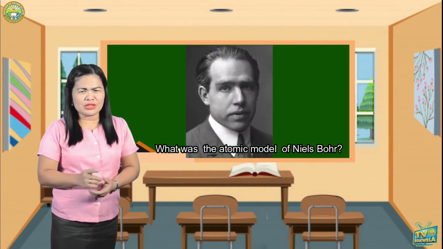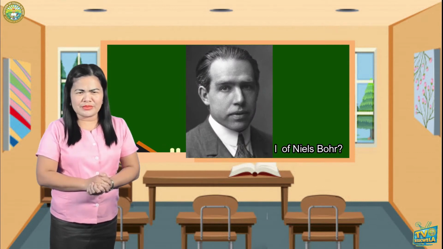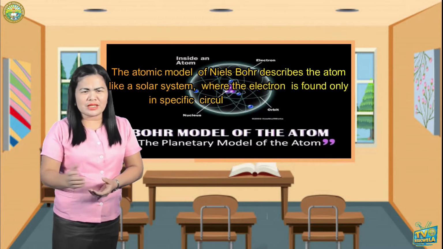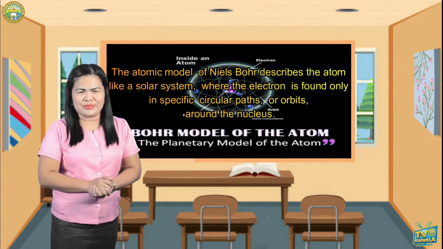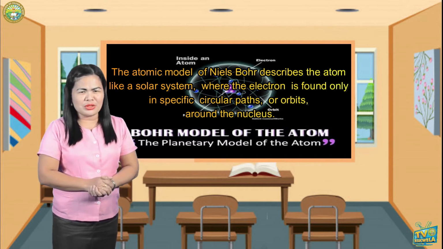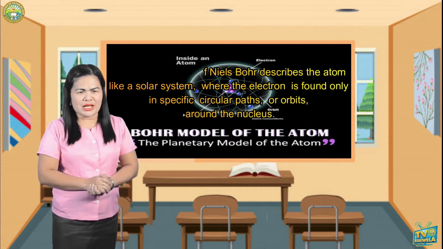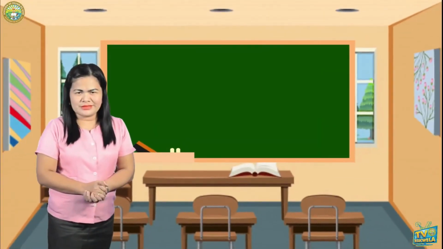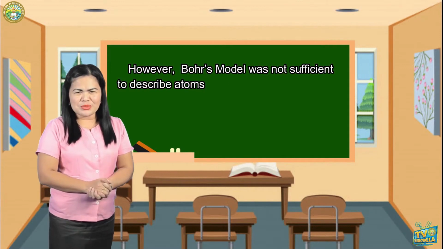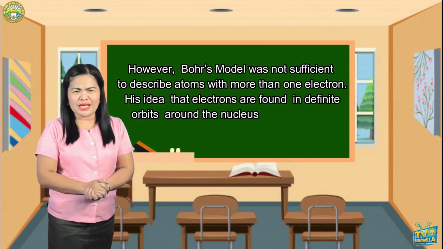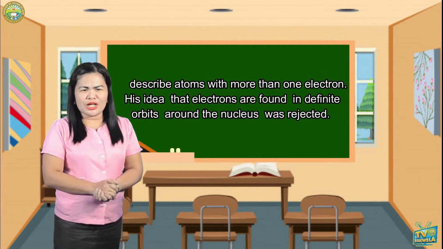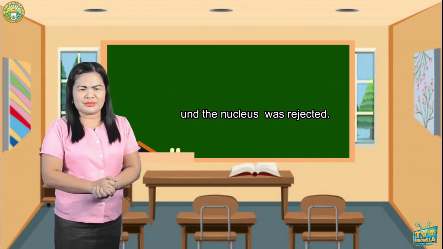What was the atomic model of Niels Bohr? Excellent! The atomic model of Niels Bohr describes the atom like a solar system, where the electron is found only in specific circular paths or orbits around the nucleus. However, Bohr's model was not sufficient to describe atoms with more than one electron. His idea that electrons are found in definite orbits around the nucleus was rejected.